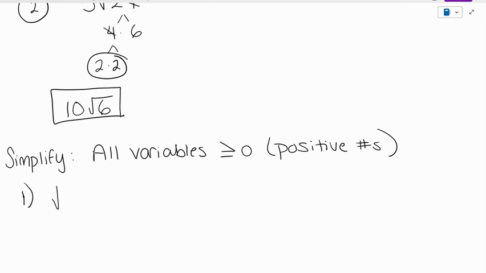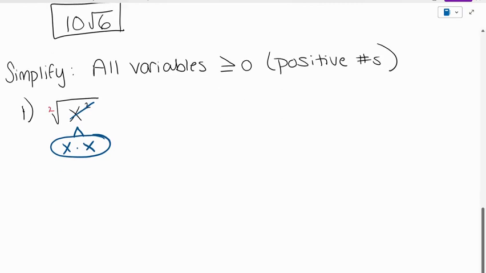Okay, so now let's talk. Same idea. If I have the square root of x squared, our index, even though there's nothing there, is implied that it's a 2. So we're looking for pairs. Do we all agree that x squared is x times x? Well, that's a pair. So you're going to pull 1 on the outside. Is there anything left on the inside? No, which makes sense. The square root of x squared is x.